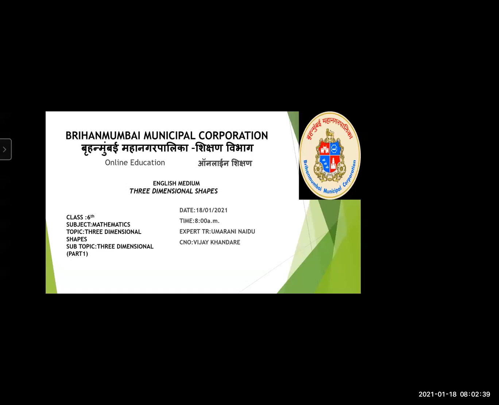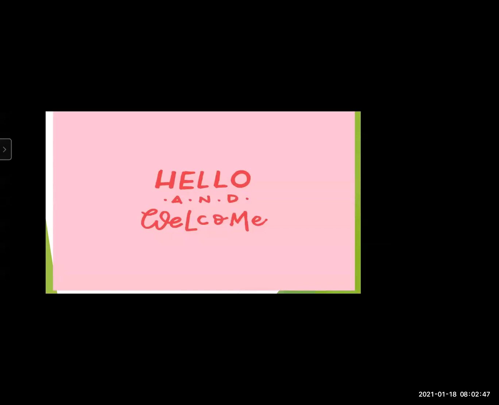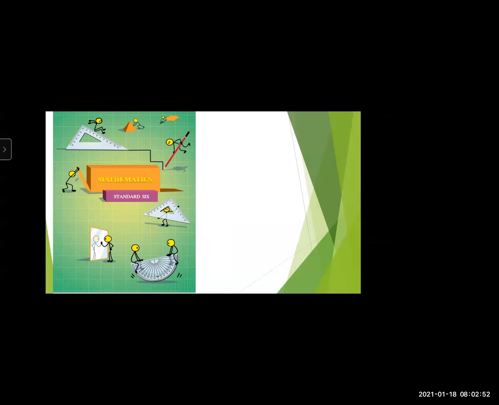Today we are going to learn the subject mathematics and the topic is three-dimensional shapes. Hello and welcome to all once again. Now, this is our favorite subject, fun subject, that is mathematics. So today we are going to learn a new topic.